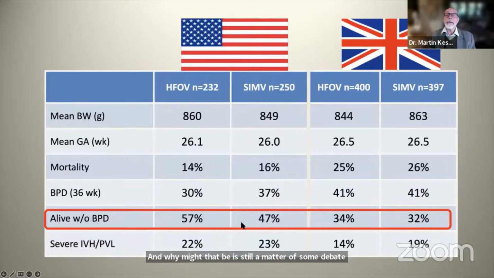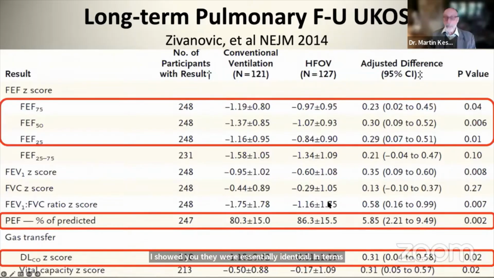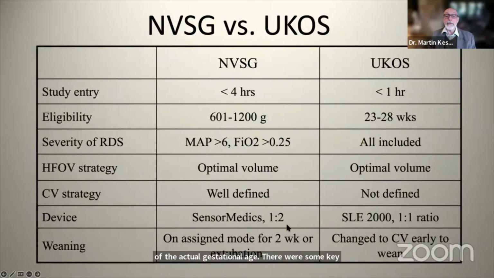But you can see that in the UK study, there was no difference in survival free of BPD. In the US study, there was a benefit, and overall survival free of BPD was higher. There was a slightly lower incidence of IVH, or a high incidence of IVH. They were very similar in design and similar population. I showed you they were essentially identical in terms of gestational age. There were some key differences, though, that I'll discuss in a little more detail in the second talk that deals with complications.